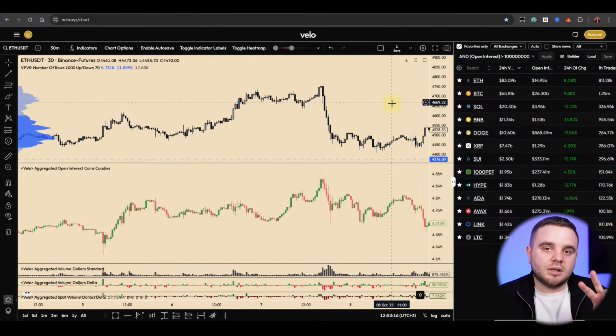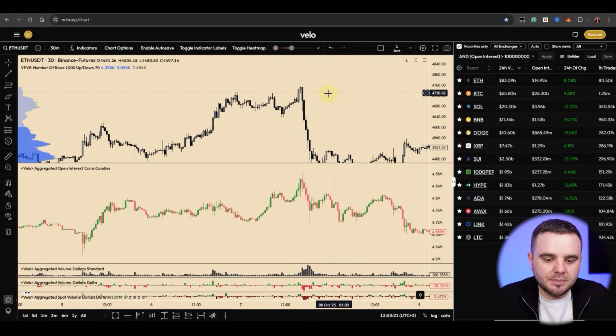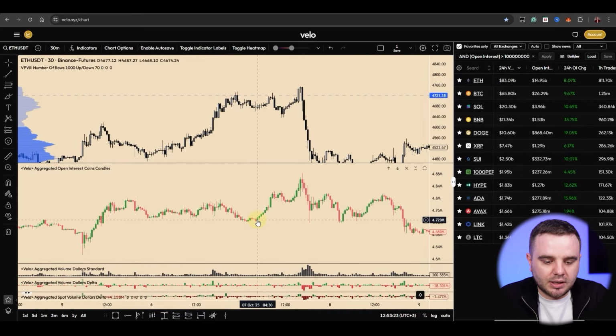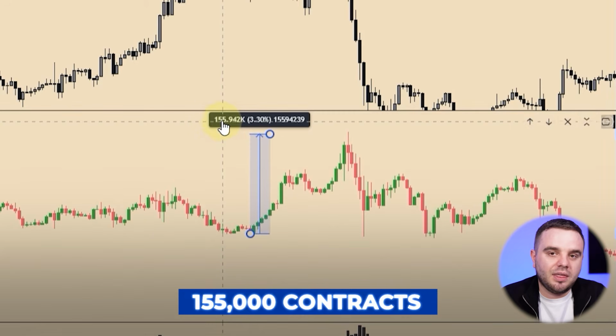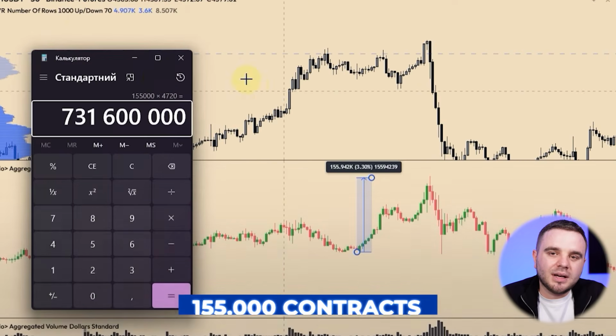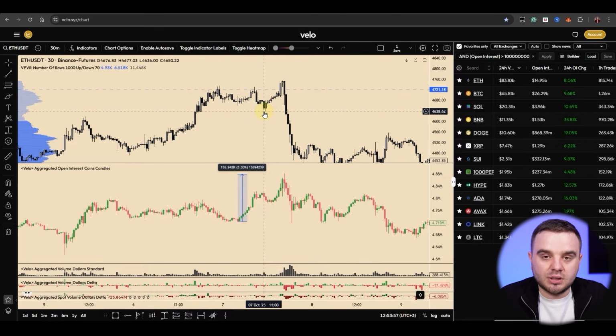And of course, the second reason was based on open interest. You can see it was exactly at this local range high when open interest started to increase quite rapidly, 3.3%, 155,000 contracts. If we multiply that amount of contracts by average price, it would be more than 700 million worth of position, which is a lot, honestly. And for absorption, it's good enough.